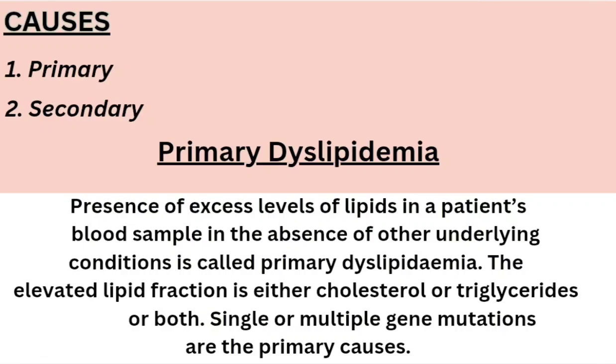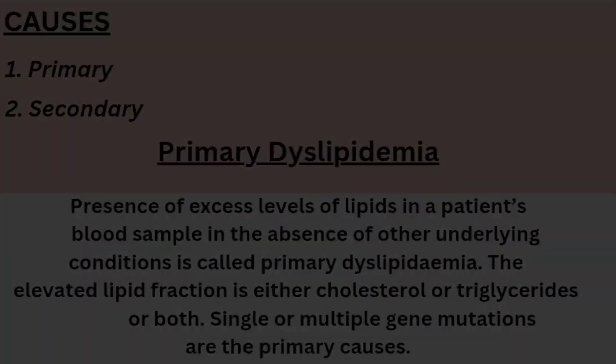Primary dyslipidemia. It is presence of excess levels of lipids in a patient's blood sample in the absence of other underlying condition is called as primary dyslipidemia. The elevated lipid fraction is either cholesterol or triglyceride or both. Single or multiple gene mutations are the primary causes.